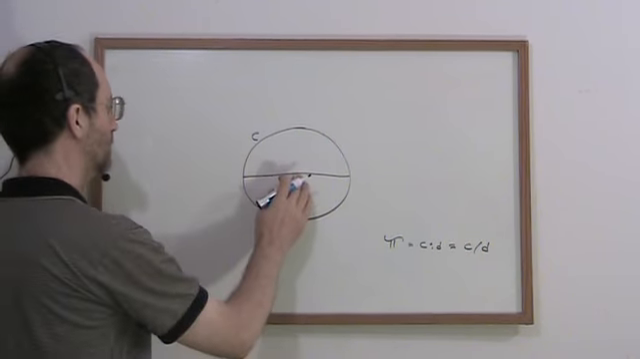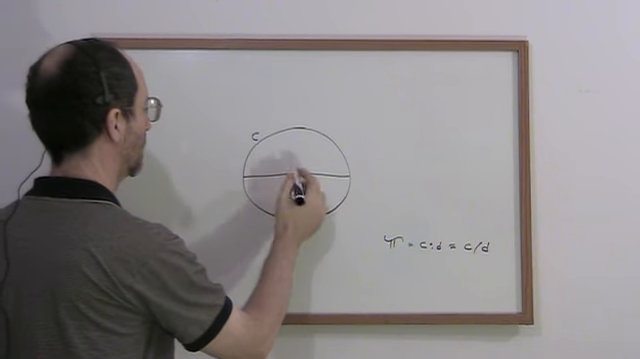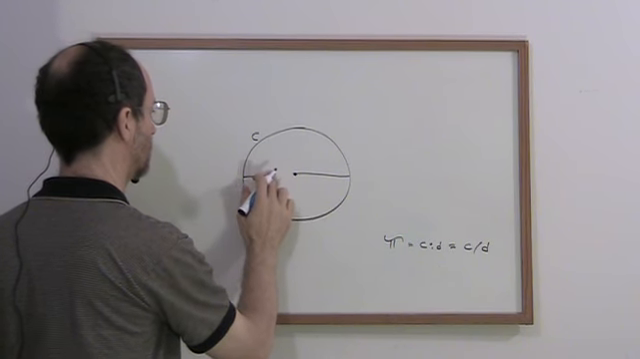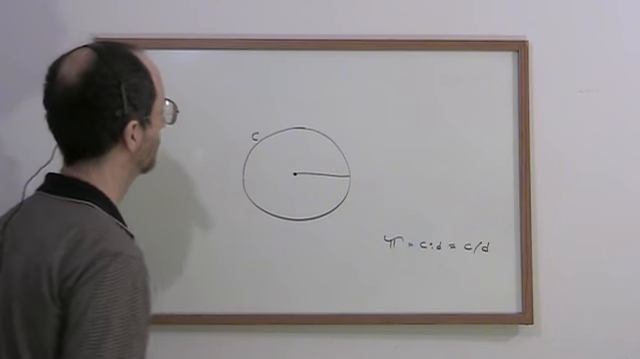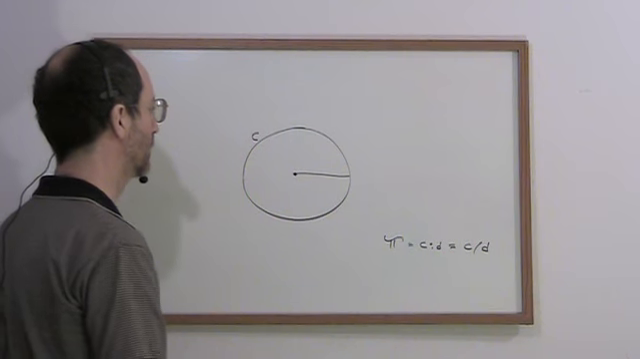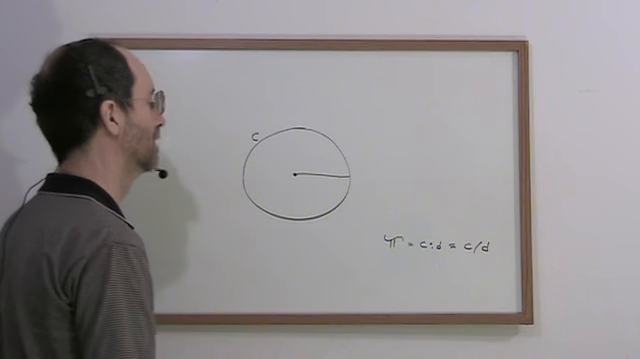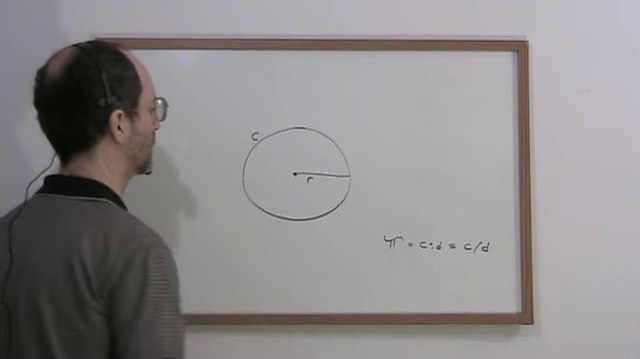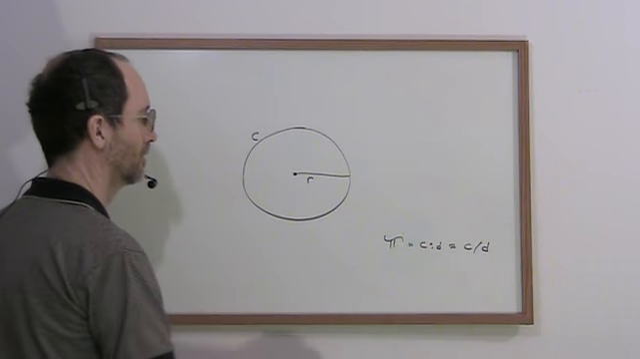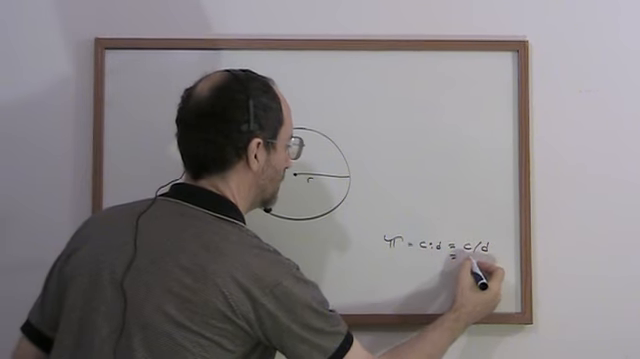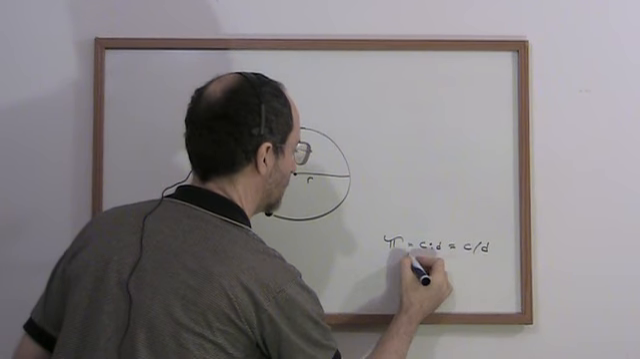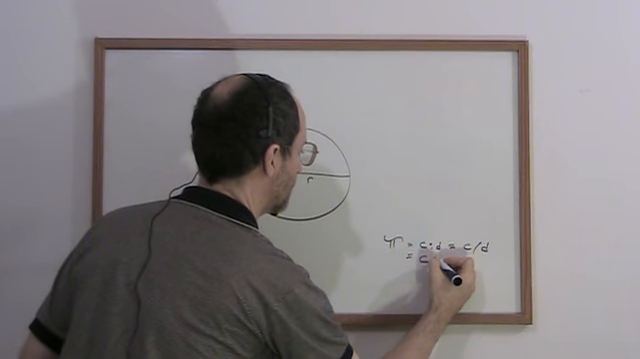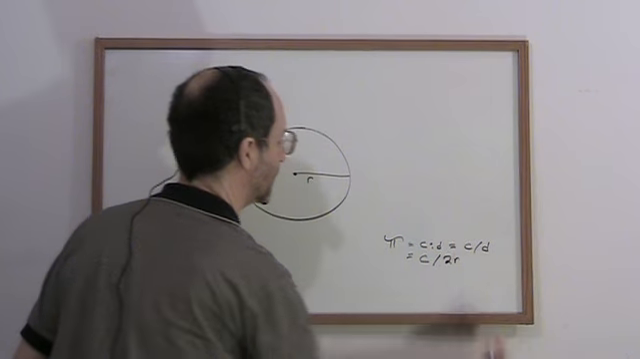Now in mathematics, instead of a diameter of the circle, it is usually more convenient to deal with the radius, which is 1/2 the diameter. This is R. So then pi also equals C divided by 2R.